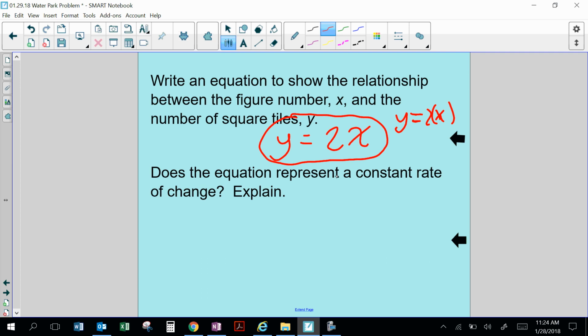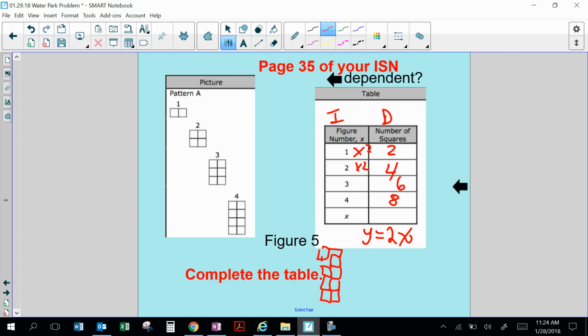Does the equation represent a constant rate of change? Let's look at it. How is it changing by? So we found the equation. Every time we see another figure number, how is it changing by? How many extra squares are you adding? It is changing by 2 for every figure number 1. So the constant rate of change is changing by 2 squares for every figure number.